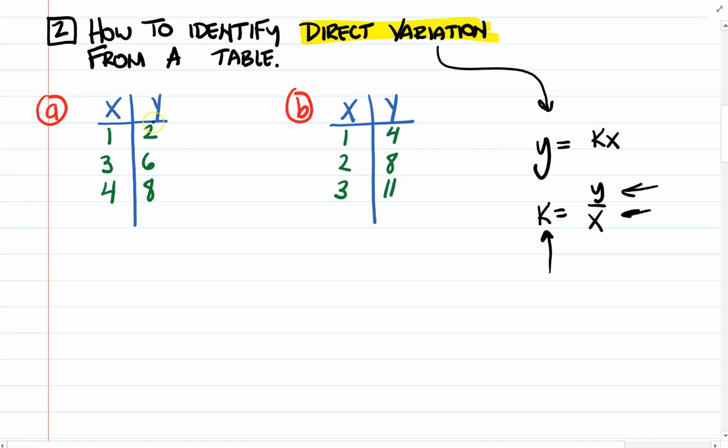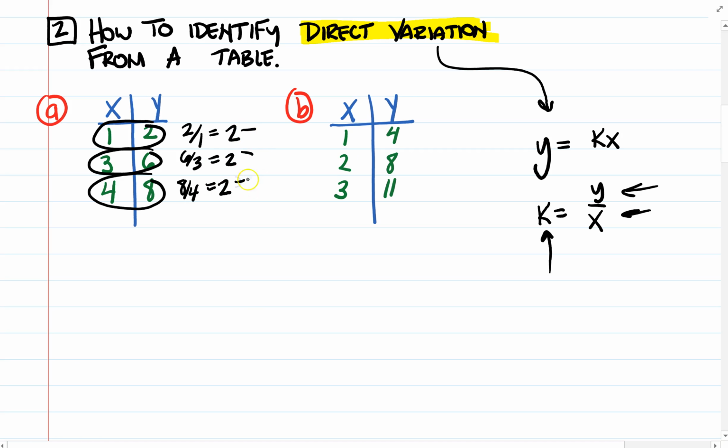So that's what I'm going to do. I'm going to take a look at all of the ratios between my corresponding x and y values. So if I take 2 divided by 1, and if I take 6 divided by 3, and if I take 8 divided by 4, notice I get a value of 2, I get a value of 2, and I get a value of 2. Since they are all the same each exact time, it tells me that this table is in direct variation. And the number 2 is a special thing. It's called the constant of variation.